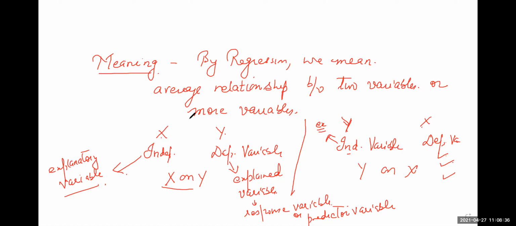So we are working on linear regression, not on curvilinear regression, right? So this is the meaning. By regression, we mean the average relationship between two or more variables. Basically, when we are talking about linear, we have only two variables, x and y.